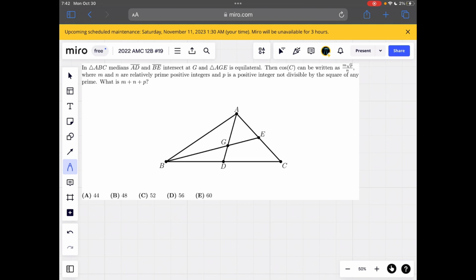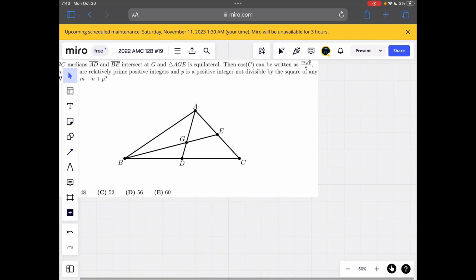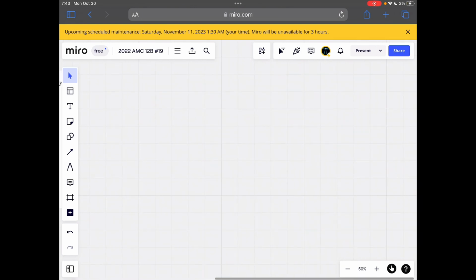So as the title of this video suggests, we're going to solve this problem using barycentric coordinates. If you don't know what barycentric coordinates are, then I highly suggest you check out my friend's video on them, which I will post down in the description below. I'll briefly summarize what barycentric coordinates are here, using triangle ABC, and then we can do the problem.